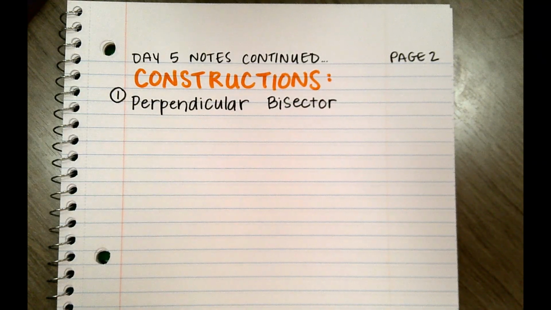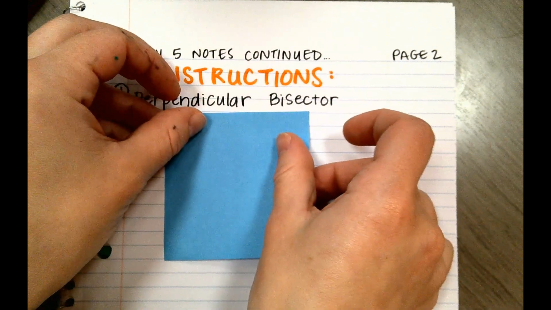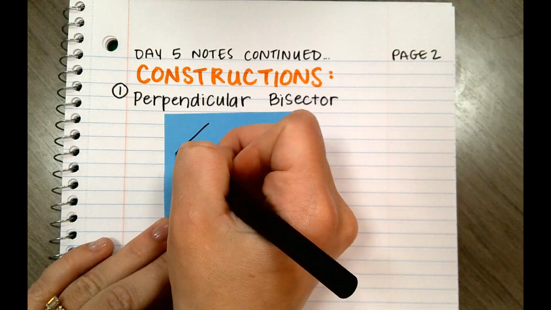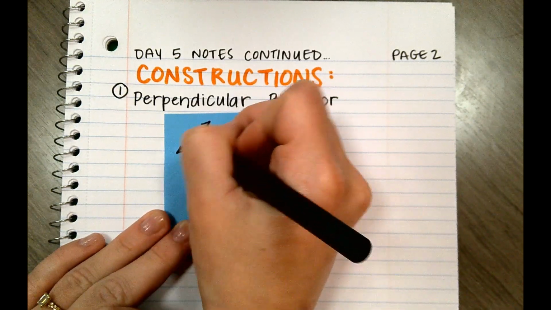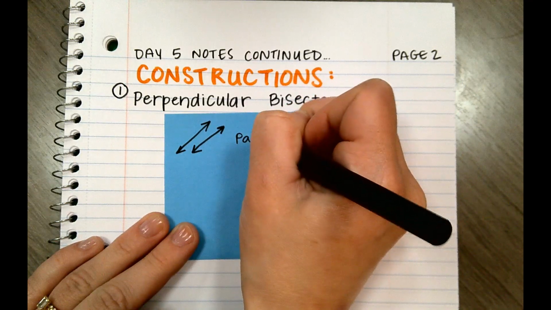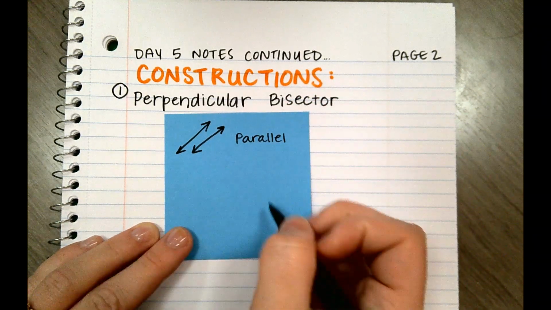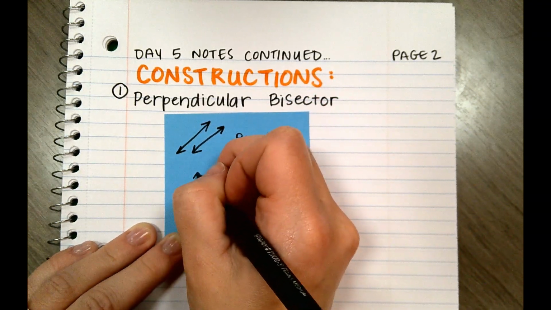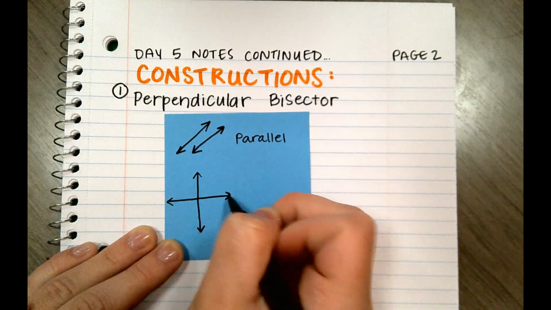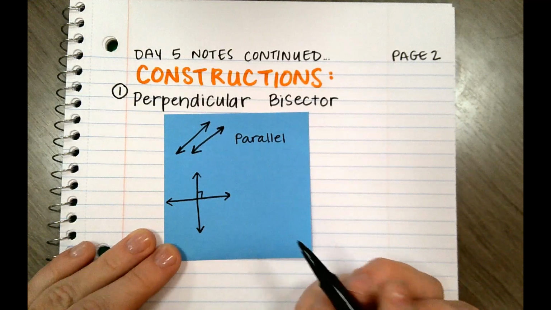So there are kind of 2 main ways that we can think of lines in terms of very special relationships. I'm going to use a sticky note here because I don't want to write all over this. But we've already learned about parallel lines. Lines that never cross. These are parallel. Perpendicular lines do cross at a 90-degree angle.